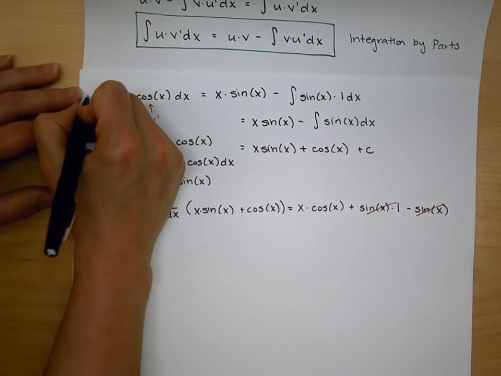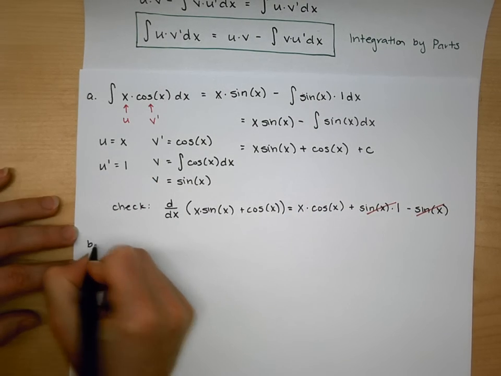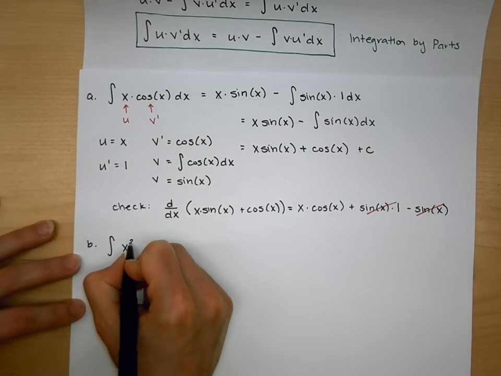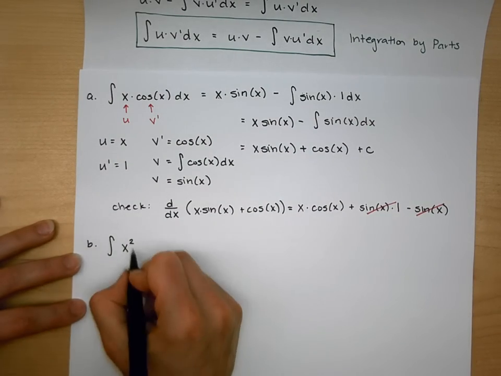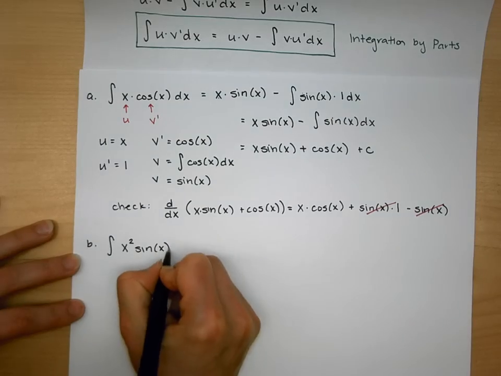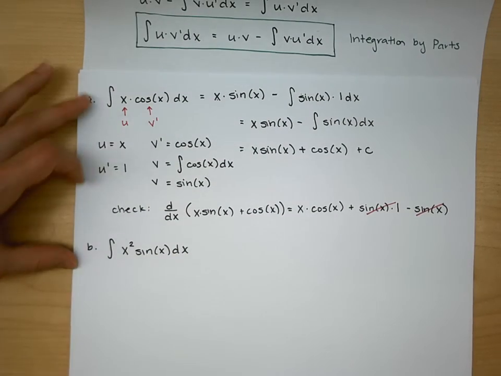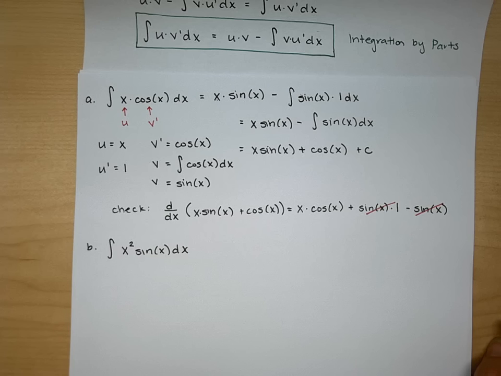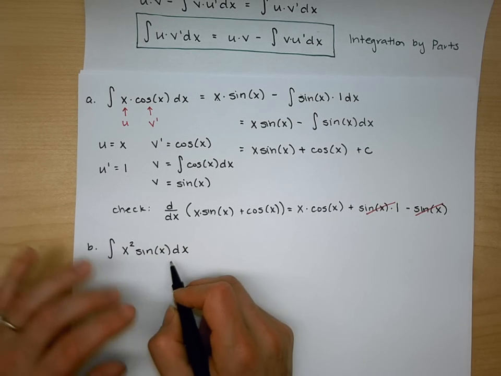Okay, we'll go ahead and call that example A, call this one B. Okay, so let's try again. Let's look at the integral of x squared times sine of x dx. A little bit similar, but again, I want you to notice that we can't use u substitution here because there isn't really an inside function going on.